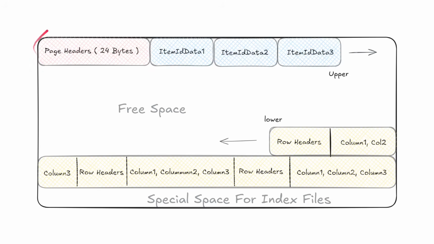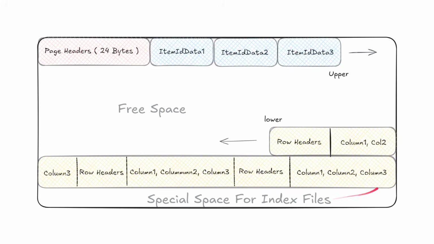Each page has some headers followed by line pointers, which grow from the top of the page. The actual tuple data grows from the bottom of the page. The line pointers point to the tuples. For example, let's say that the first tuple here starts at the offset of byte 8152. Then the first line pointer is going to point to this offset of 8152.